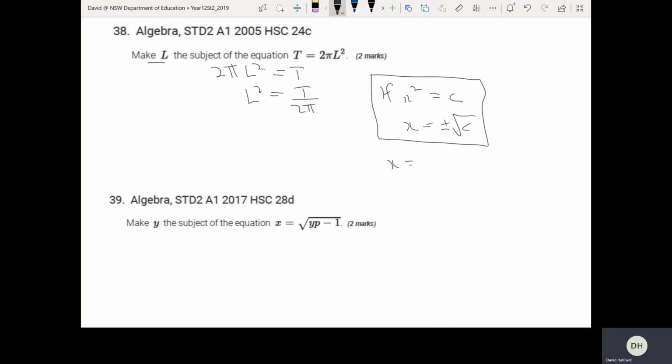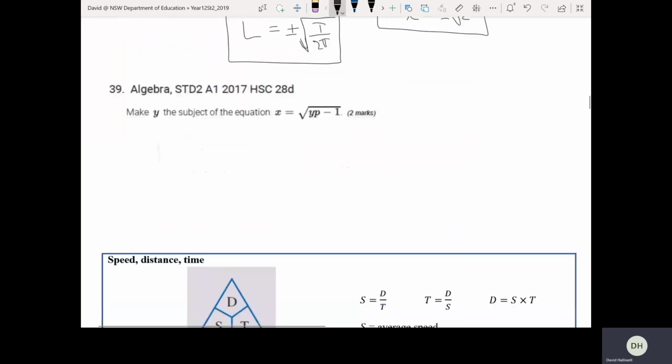Okay, think in your head, if say x squared is 4, well, x could be 2, because 2 times 2 is 4, but x could also be negative 2, because negative 2 times negative 2 is 4. Okay, so there's two answers, plus minus 2 for that particular one. So this one, L is going to be plus minus root t over 2 pi, and make sure that root covers the whole thing. You need the plus minus to get full marks. I'm not going to give you full marks if you don't.